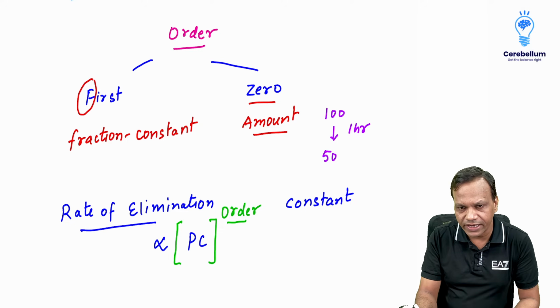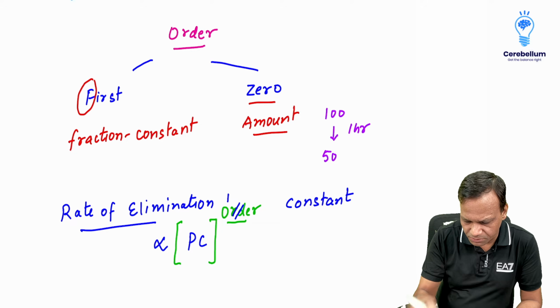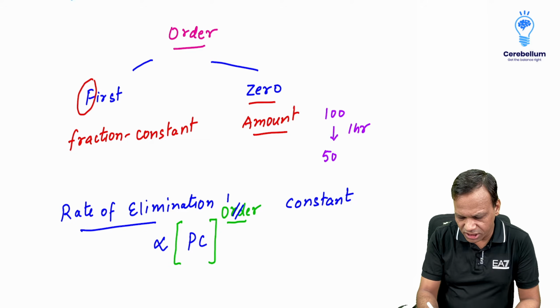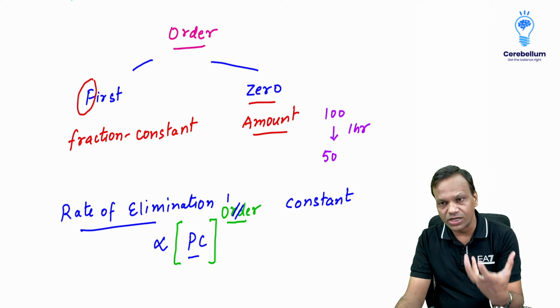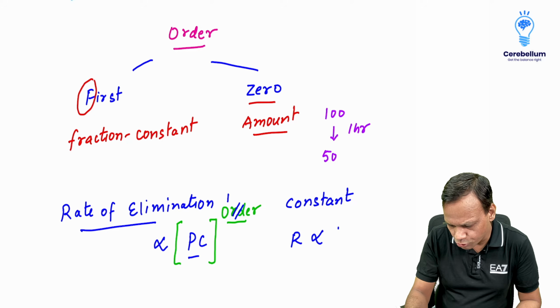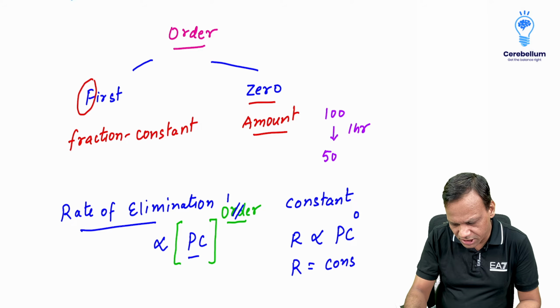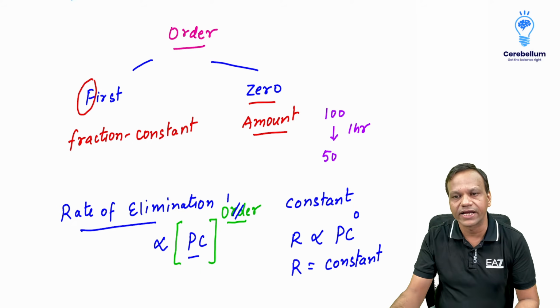If we write 1 here, it becomes rate of elimination proportional to plasma concentration power 1. So that means rate of elimination is proportional to plasma concentration. So it is first order kinetics. In this case, we will write rate of elimination is proportional to plasma concentration power 0. So anything power 0 is constant. So rate of elimination is constant in zero order kinetics.